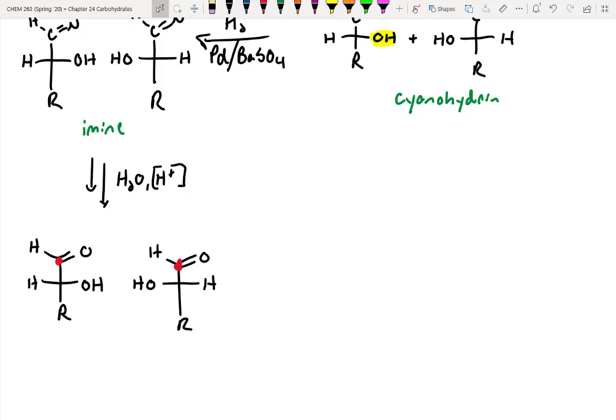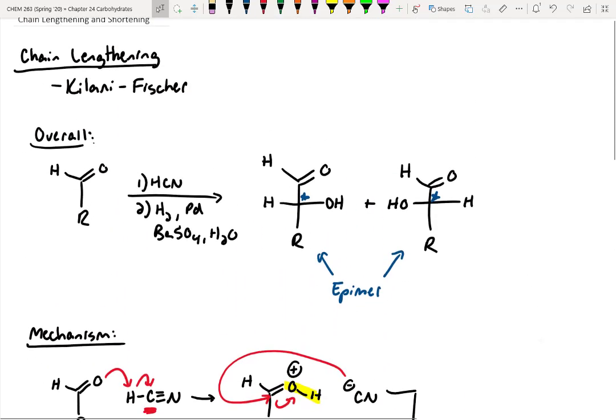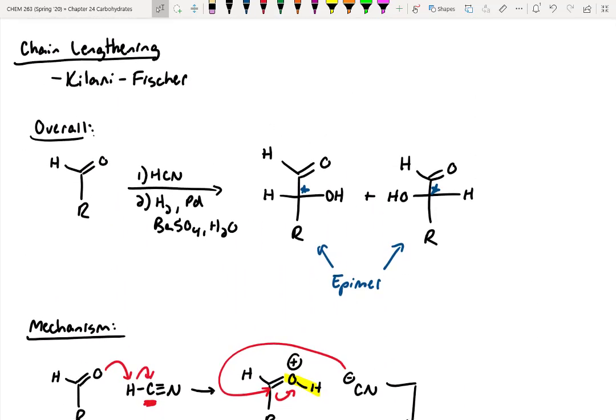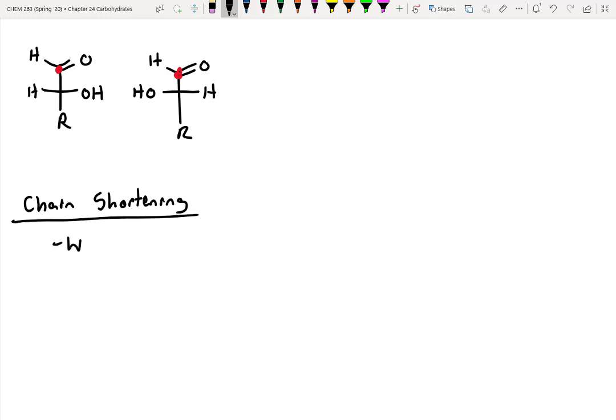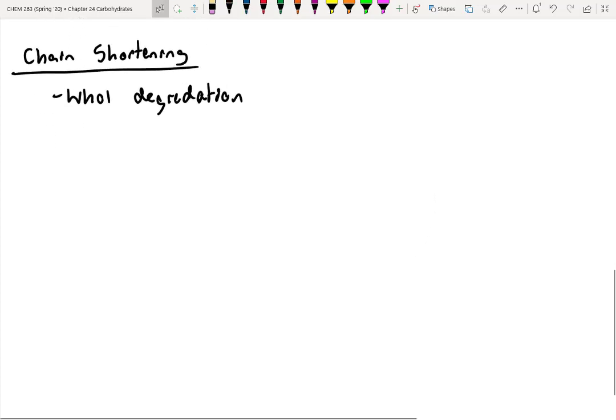All right, so this was called the Kiliani-Fischer synthesis. Again, a lot of history here, and it adds a carbon in, but is there a way to remove a carbon? And that's what the next reaction is going to look at, and that's going to be called chain shortening. Sometimes this is called the Wohl degradation, and the Wohl degradation is kind of the opposite. We want to take one of those carbons and pluck it off. So let's take a look at this reaction.